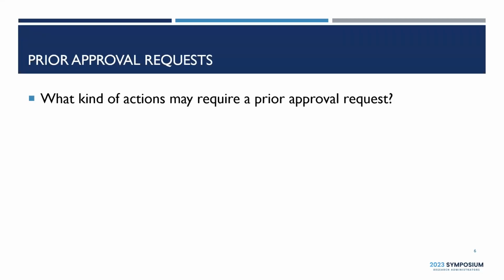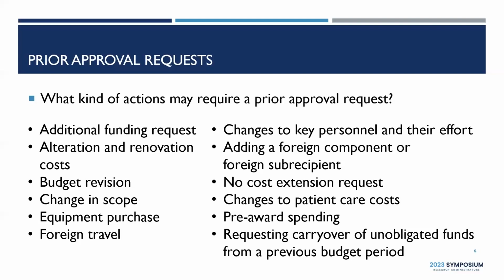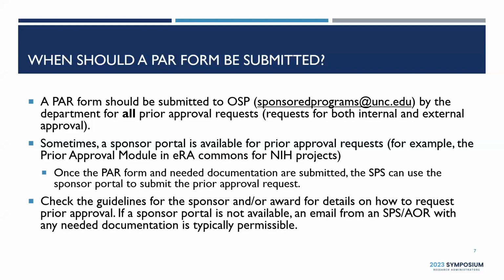So what kinds of actions may require prior approval request? If you feel like you want to shout some out, go for it. Otherwise, I'll show some on the screen. Any prior approval requests you've worked on? No cost extension? Yeah, awesome. So there's definitely a bunch. I'm just going to throw some up on the screen. This is also in the OSP policy. I'll name out a couple. So equipment purchases, foreign travel, change in scope, no cost extension, pre-award spending, and then there's a lot of other ones that could be a prior approval request.